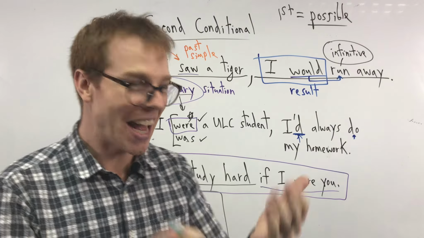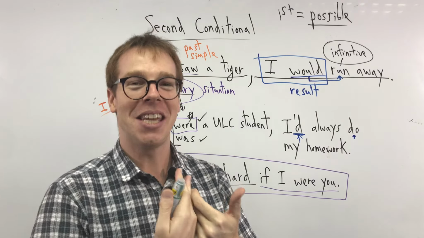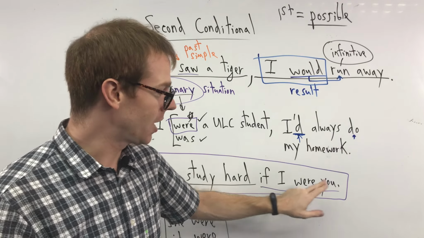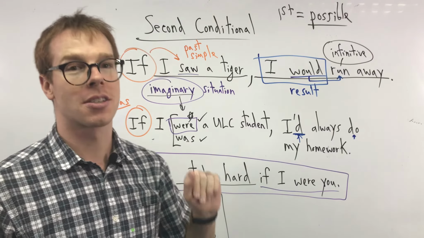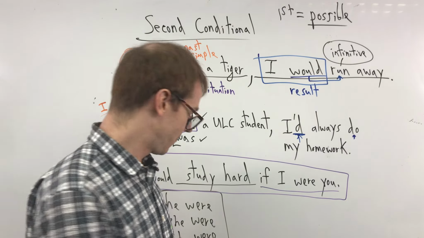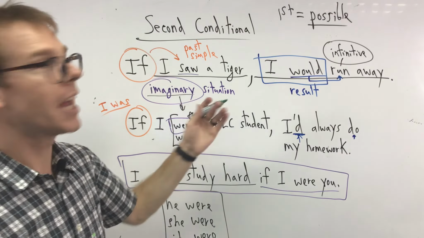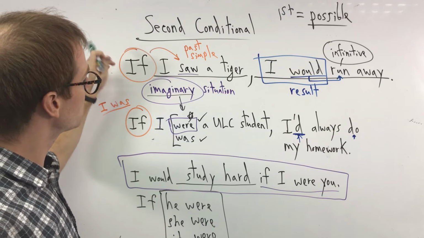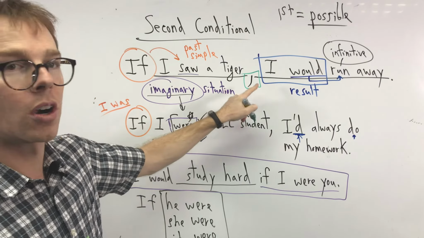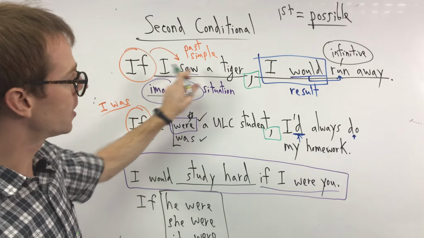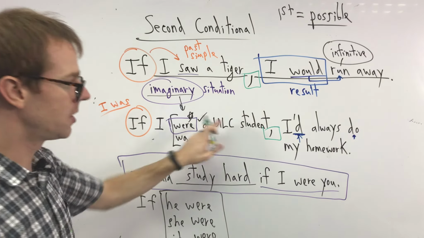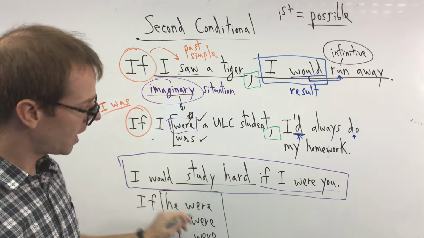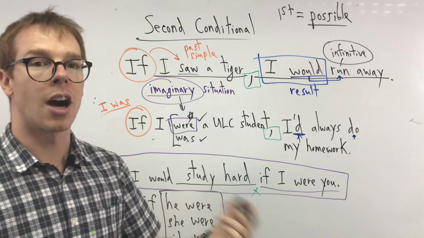Can I be you? Actually, no. I can only be Mark. I can't be anyone else. So we say, if I were you, imagination. If I were you, I would study hard. And for our final thing here, just like first conditional, remember, second conditional, if you use if at the beginning, you need your comma. If da-da-da, comma, result. For this one, would at the beginning, if in the middle, no comma, no problem.